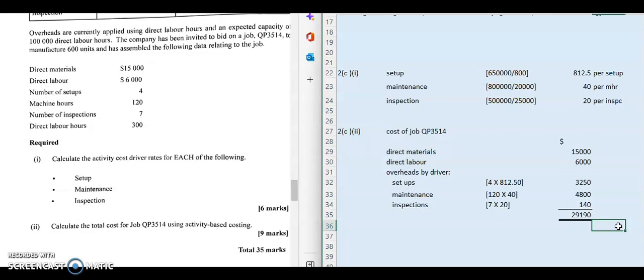So there you have it. 35 marks. This question was kind of generous in the marking because you didn't really have to do much. But that is the question. That's the answer.